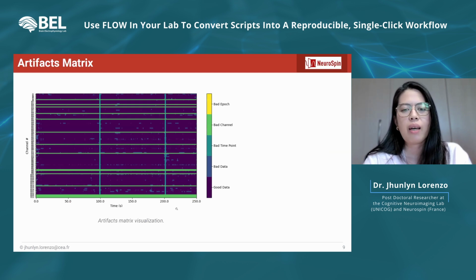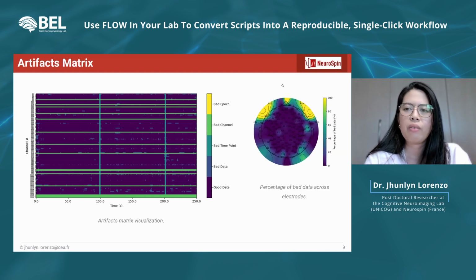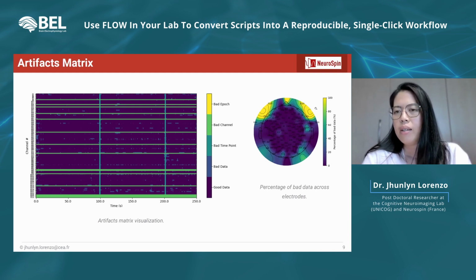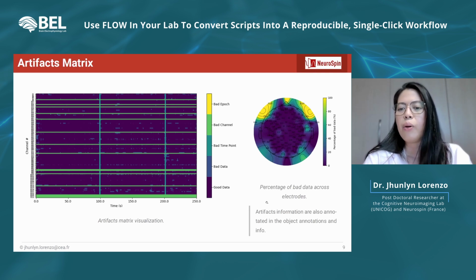Here is an example of the visualization of the artifacts matrix showing all the bad data, bad time points, and all bad channels. The topography here also shows the channels that were mostly contaminated. Note that the artifact information is also annotated in the object annotations and info.